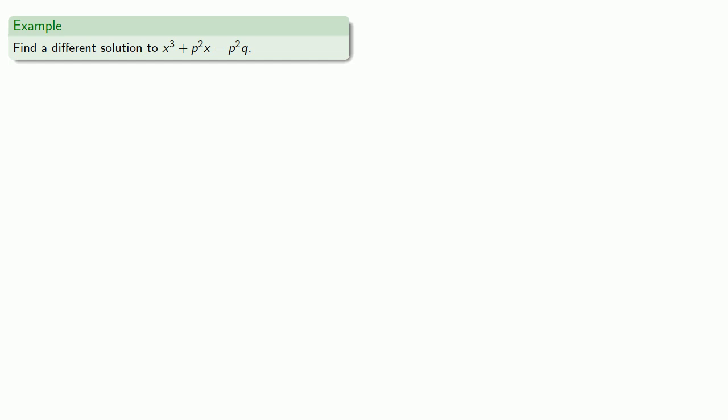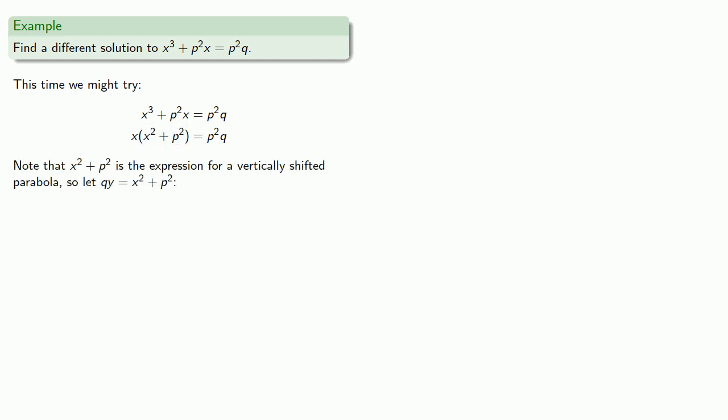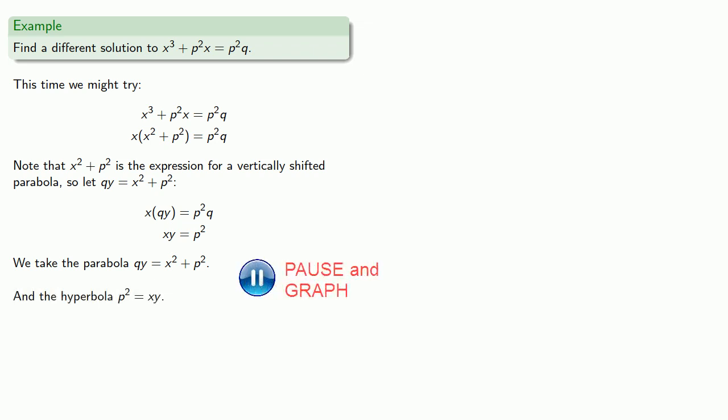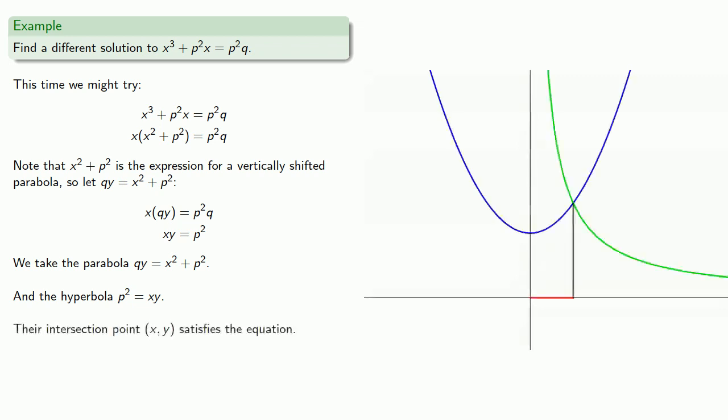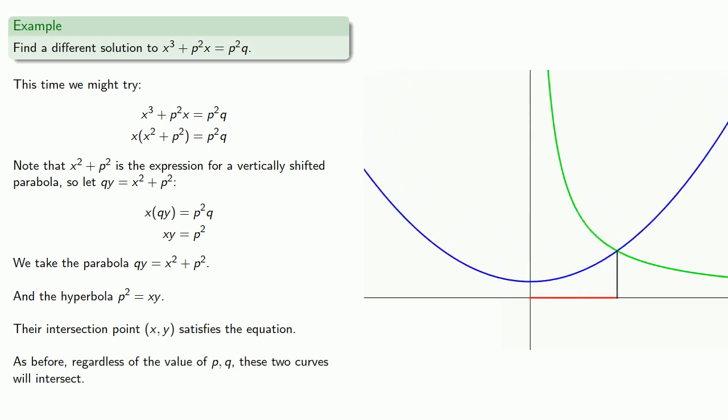So let's take a look at our equation again, x cubed plus p squared x equals p squared q. And this time we might try the following. We can factor the left-hand side, and this expression, x squared plus p squared, we might note is the expression for a vertically shifted parabola. So we might let qy equals x squared plus p squared. Substituting into our equation, we get xy equals p squared. And that says we can take the parabola, qy equals x squared plus p squared, and the hyperbola, p squared equals xy. Their intersection point, x, y, satisfies the equation. And as before, regardless of the value of p and q, these two curves will intersect.